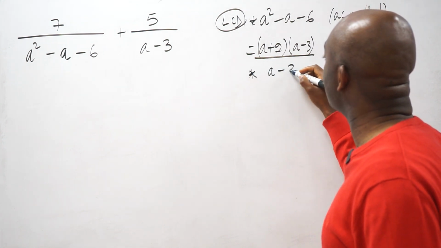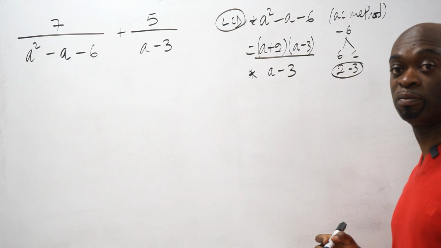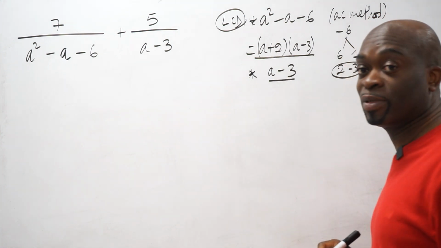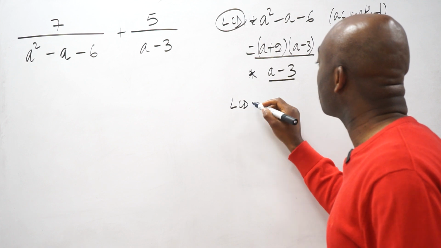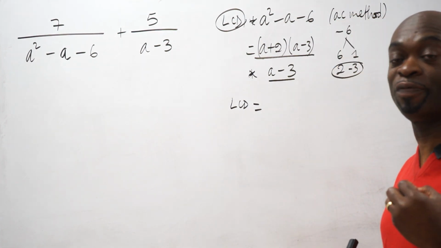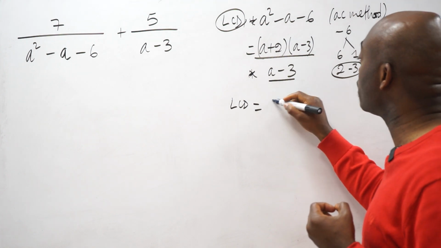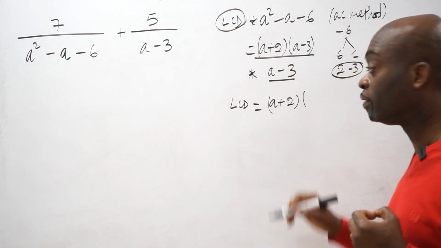Now you go to the second one. So you have a minus 3. For a minus 3, can we factor that? No. So it stays just the same. Now we have to find the lowest common denominator. To find it, we collect all the different factors. That means we have a plus 2, which is one factor. The other one is a minus 3.